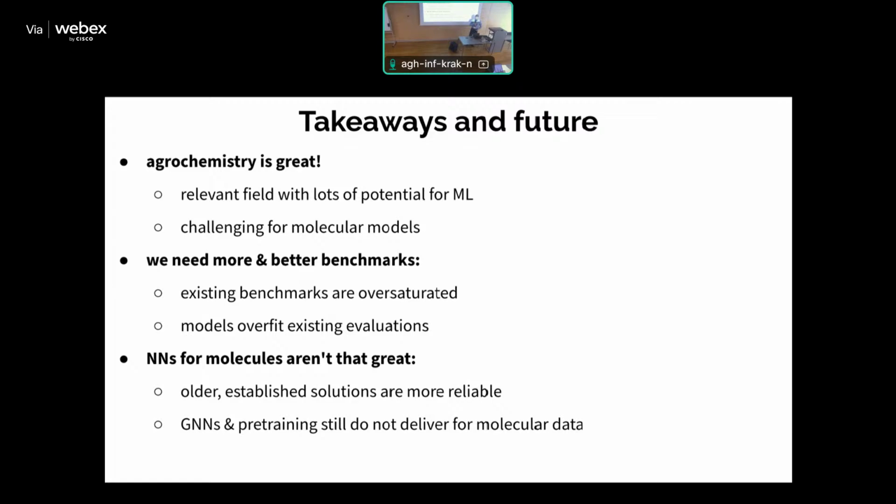We are working on that right now. And neural networks for molecules are also not that great. Other methods are often more reliable when you have limited data. So also keep that in mind.